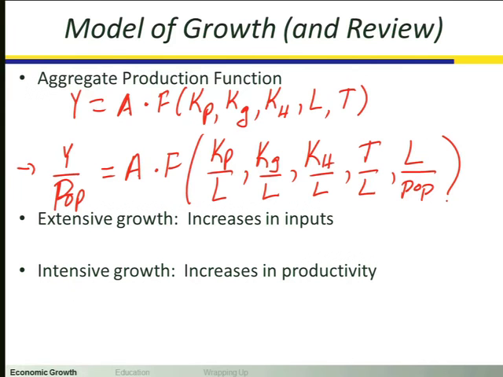When we talk about extensive growth, we're talking about increases in the inputs, that is increases in the things inside of the parentheses. So increases in kp over L, kg over L, kh over L, t over L, or L over p would be captured as extensive growth in output per person. Intensive growth would be increases in productivity.